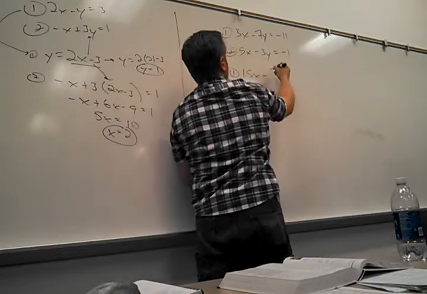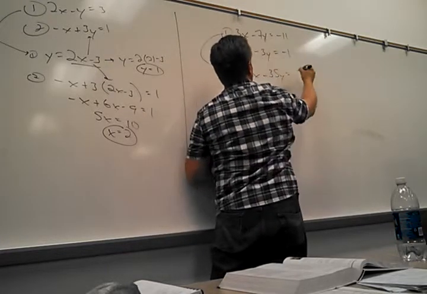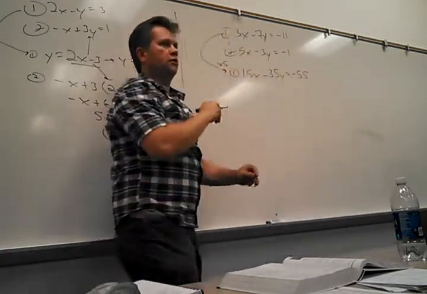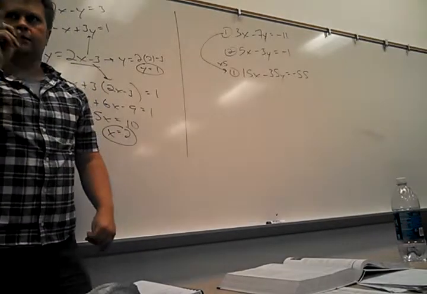15x. 35y. Good. Minus 35y, negative 55, equals negative 55. Is that cool? Let me just stop right there. Let me see if you guys get this.